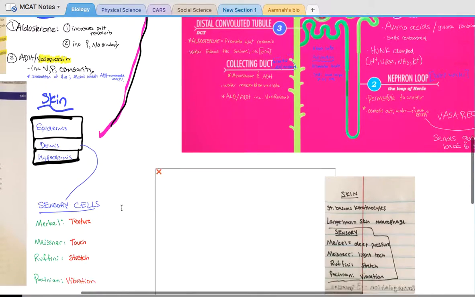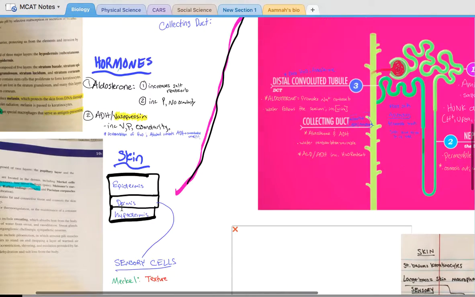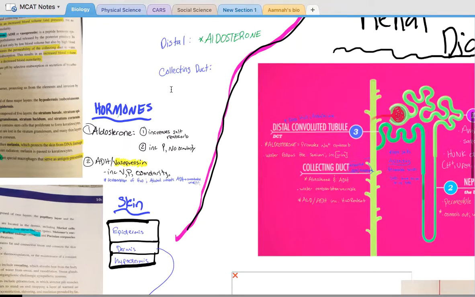Something I want to go over here is the two hormones. You've got aldosterone, which works on the distal convoluted tube, and ADH and vasopressin. ADH slash vasopressin plus aldosterone works on the collecting duct. The aldosterone increases salt reabsorption, which increases pressure and no osmolarity because no water is being reabsorbed. Antidiuretic hormone or vasopressin will increase blood volume, pressure, and osmolarity because this actually moves the water.